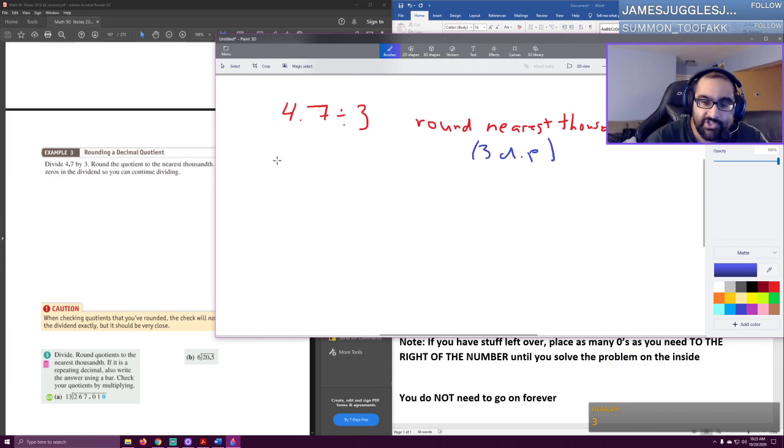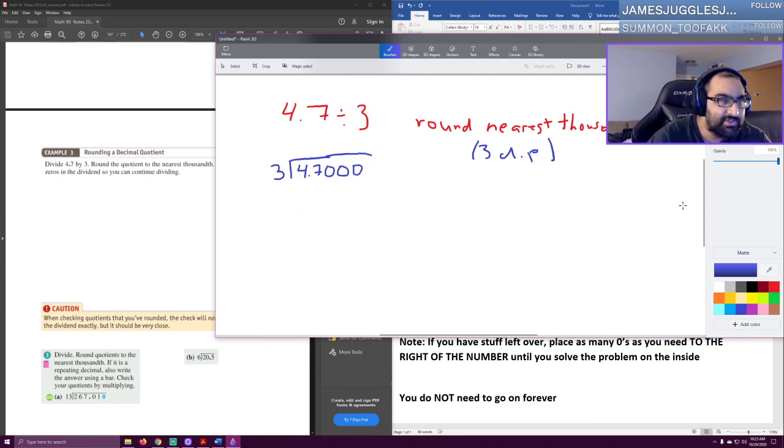So let's set up our problem here. We're dividing by 3, so that 3 needs to go on the outside. And we're going to put 4.7 here on the inside. Now since we want 3 decimal places, let's add a few more zeros. There we go. And we're just going to see what we end up with. Simple as that.